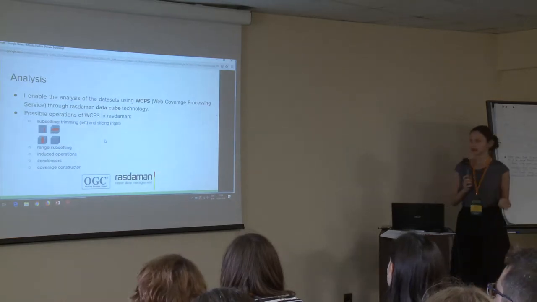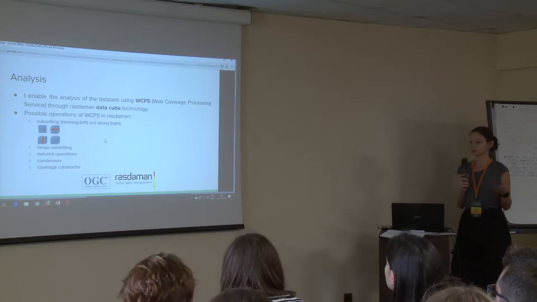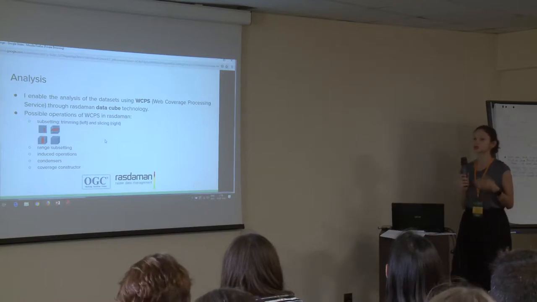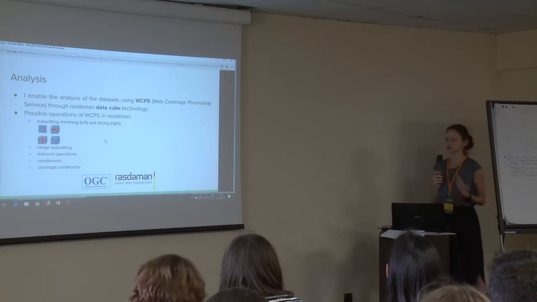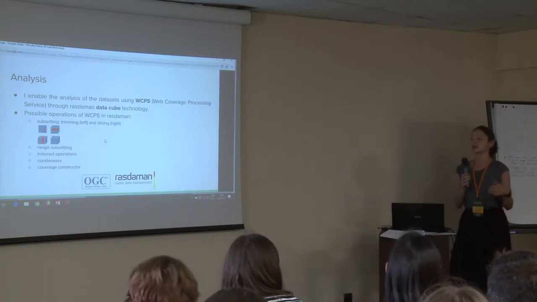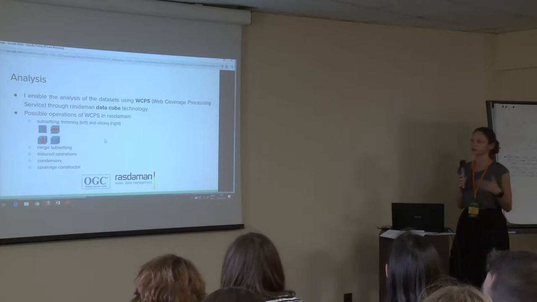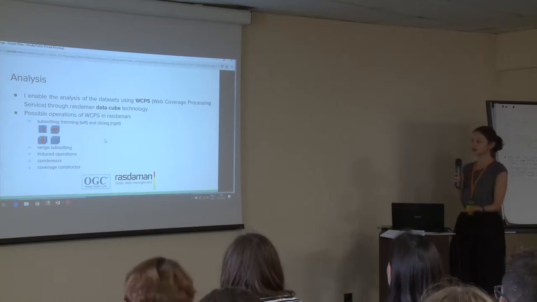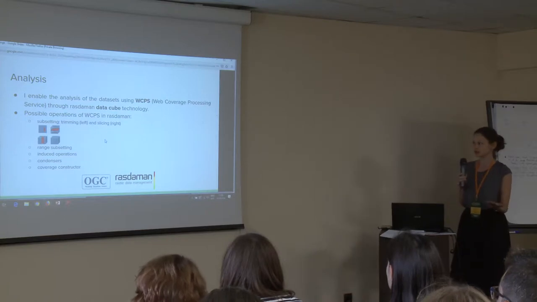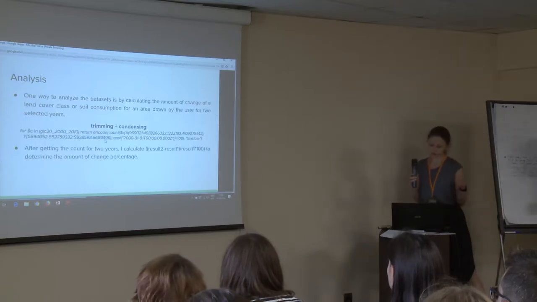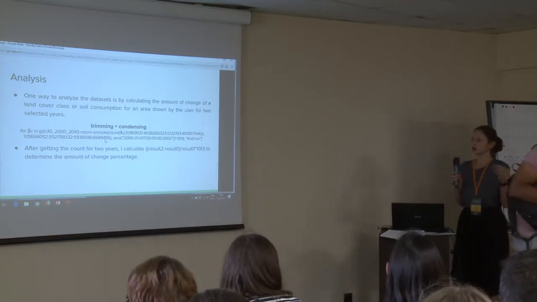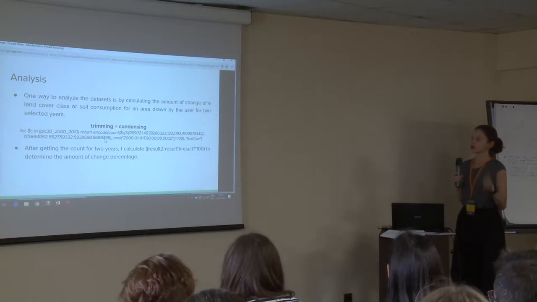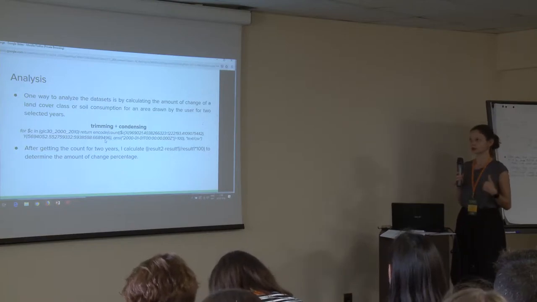For the analysis part, I use Rasdaman, and specifically their OGC standard WCPS, Web Coverage Processing Service, and the data cube technology. As you know, Rasdaman contributed a lot for developing this standard, and one person from Rasdaman is here. It allows to have multiple operations. I won't go into the details. They are subsetting, range subsetting, induced operations, condensers, and coverage constructors. I am using firstly trimming and condensing. I allow a user to select two different years, draw an area on the virtual globe, and select for which to calculate the change.